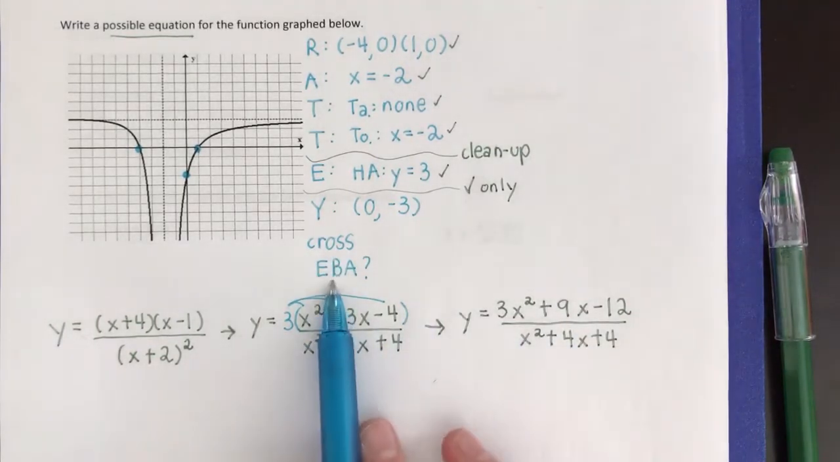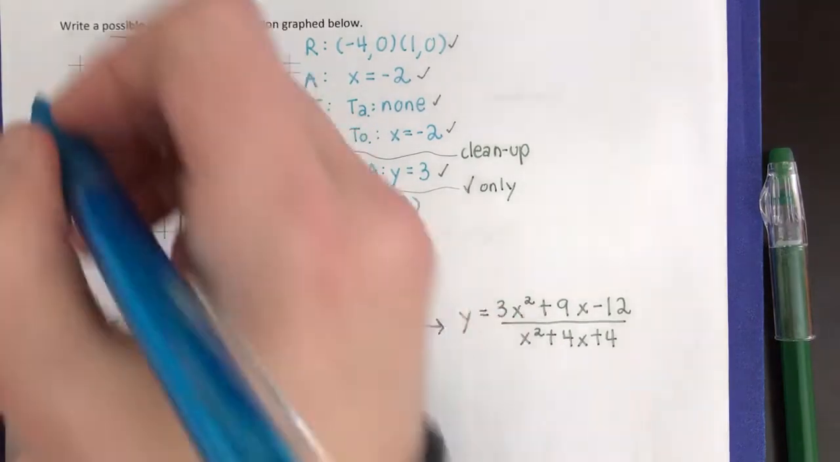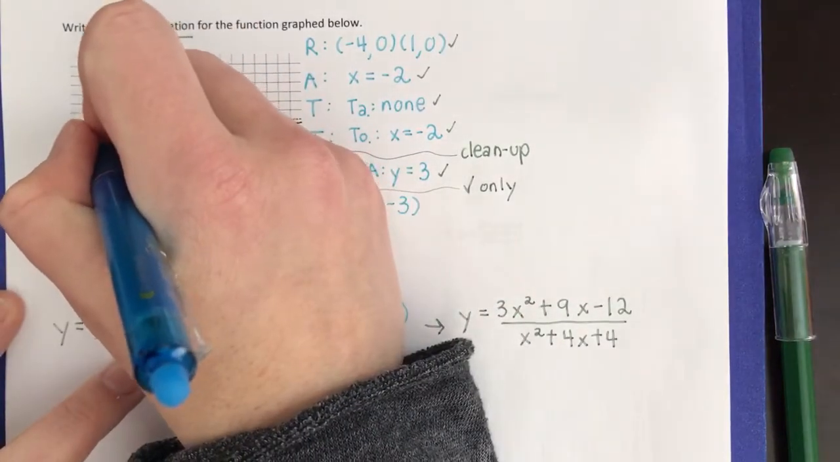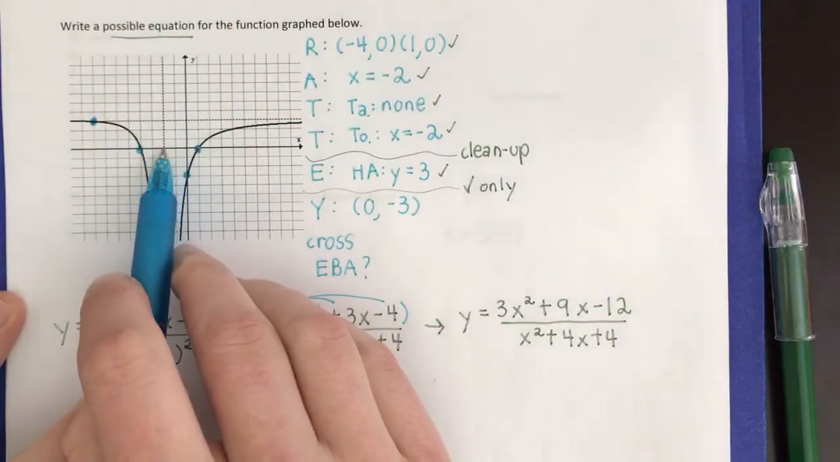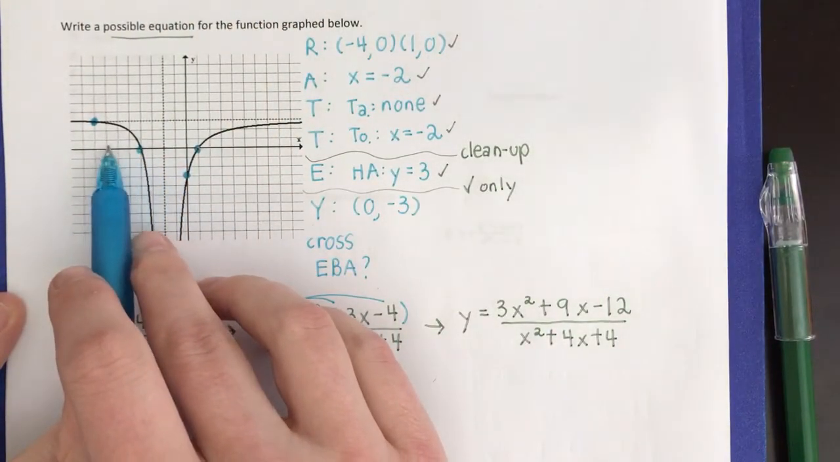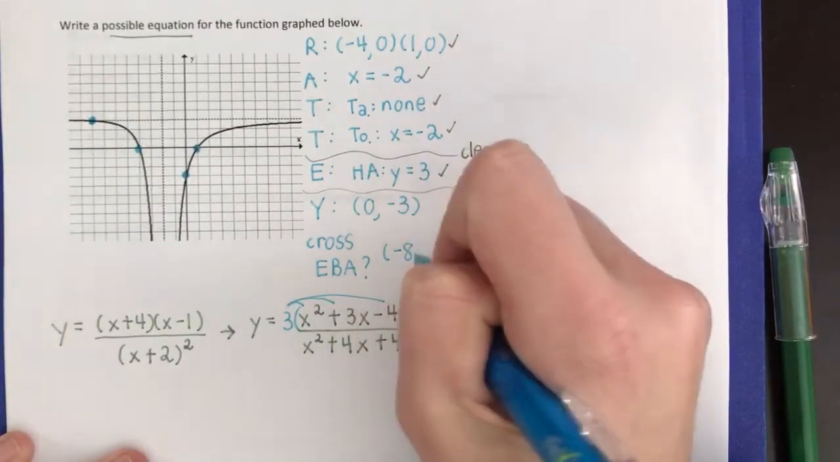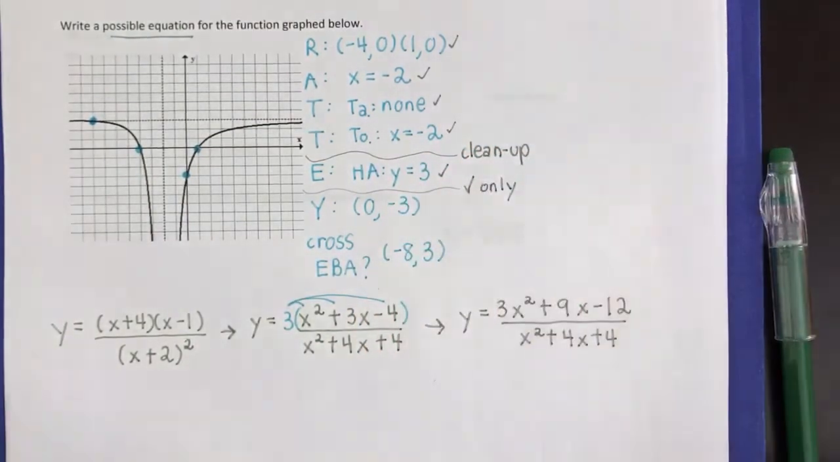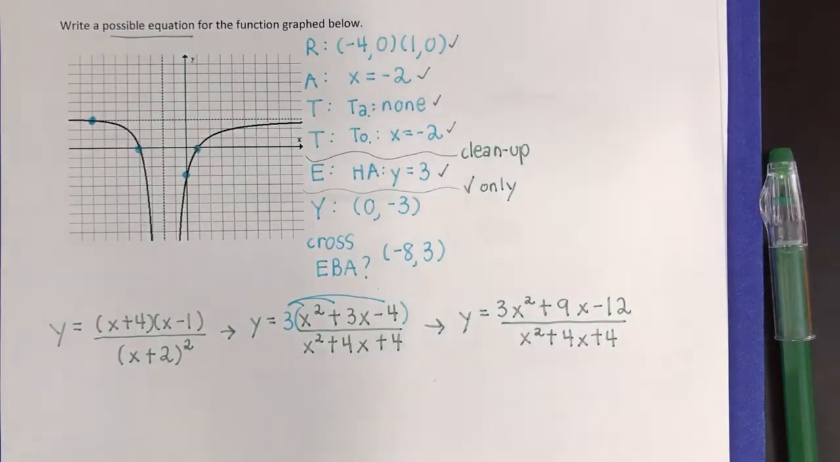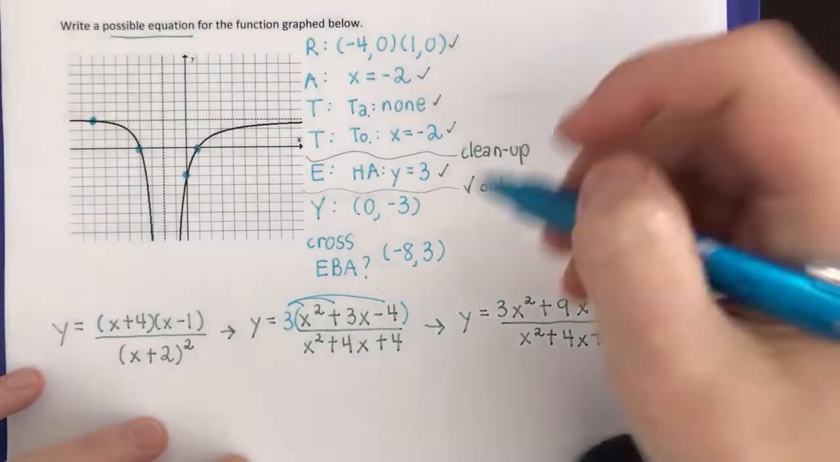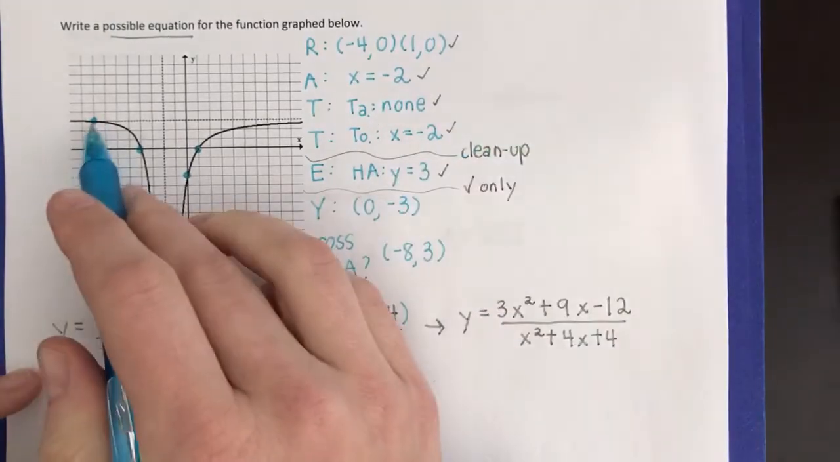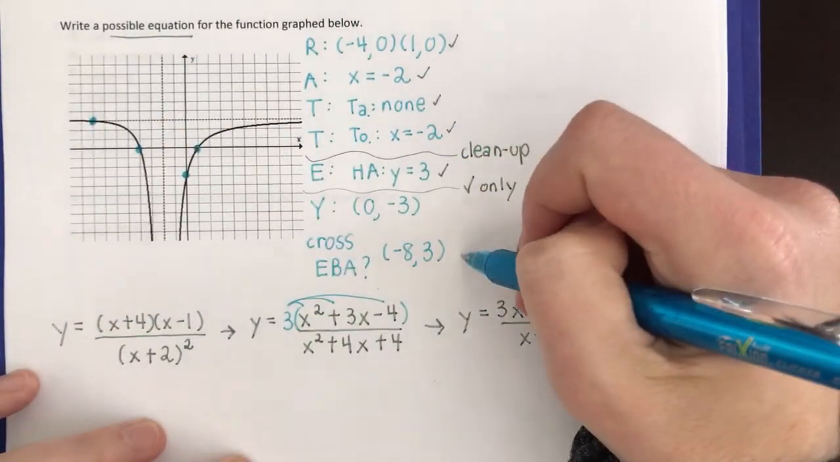And last thing, crosses EBA. So yeah, we definitely crossed the EBA. It looks like it's right here at -1, 2, 3, 4, 5, 6, 7, 8, -8, 3. This is another situation where we are going to have to check. So let's verify that it is -8, 3.